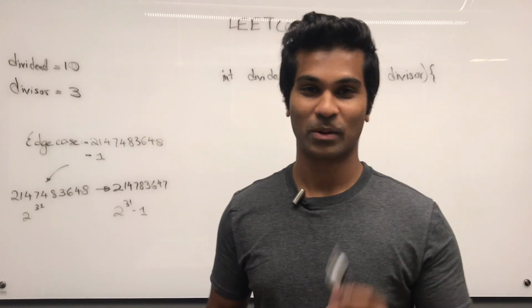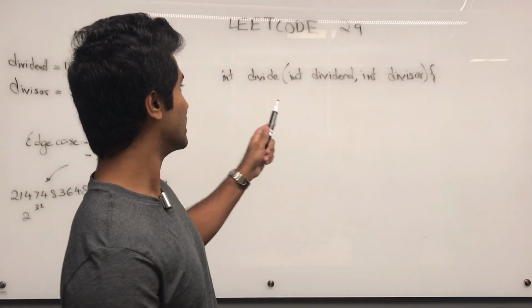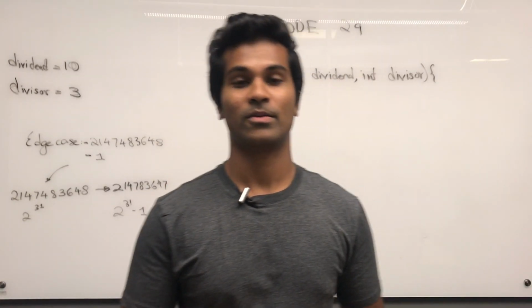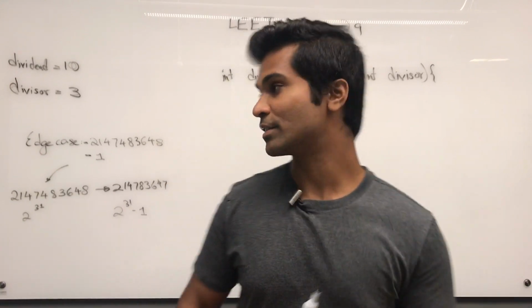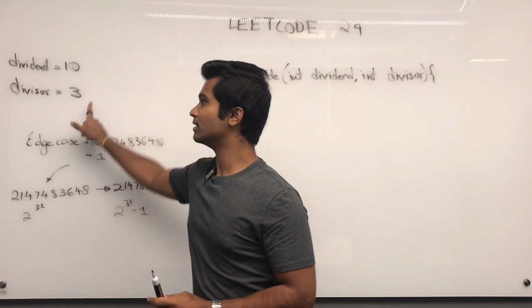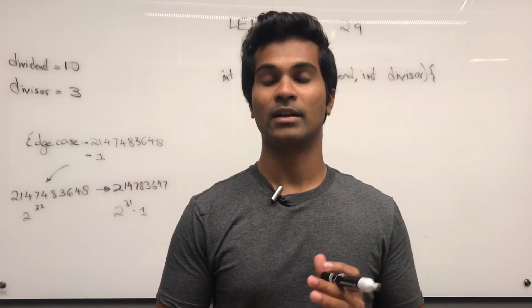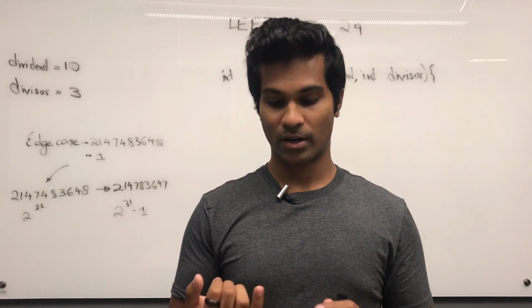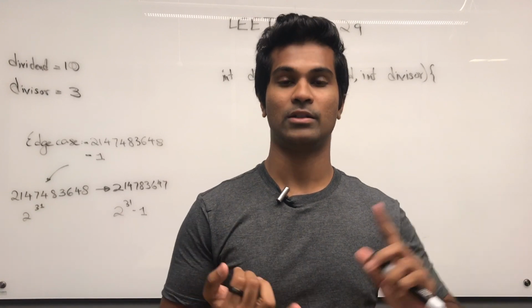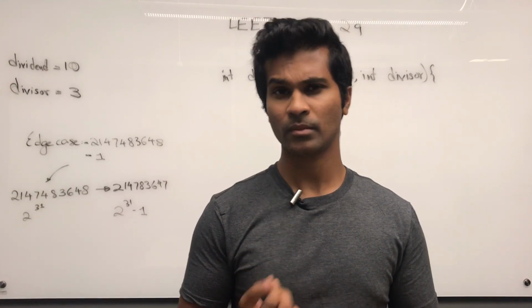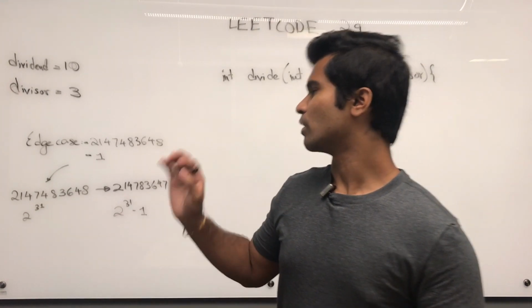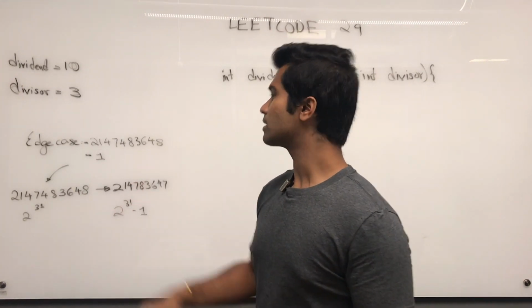What's up everyone? Today we're going to go over LeetCode number 29, Divide. Now what the problem is asking us is, given two integers, dividend and divisor, they want us to return the quotient. Now the rule is we're not allowed to use the divide symbol and we're not allowed to use the modulus symbol. So we're going to have to solve it using subtractions.